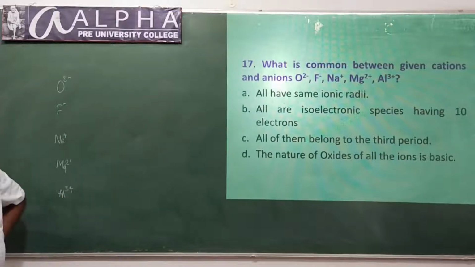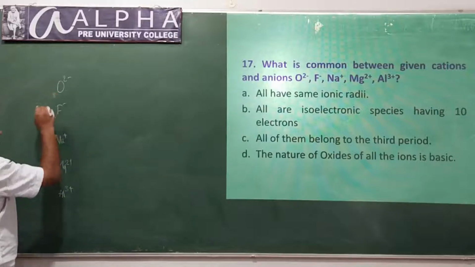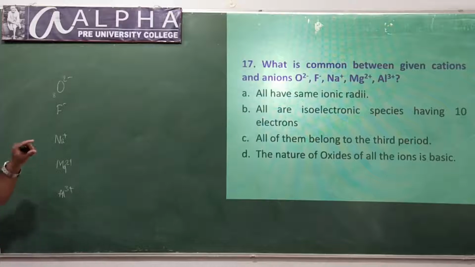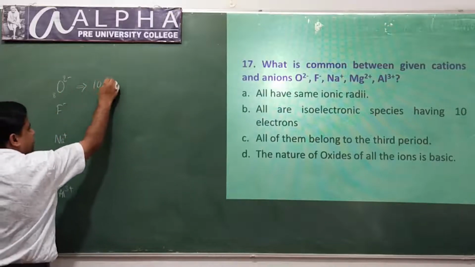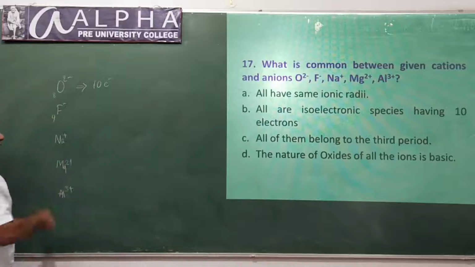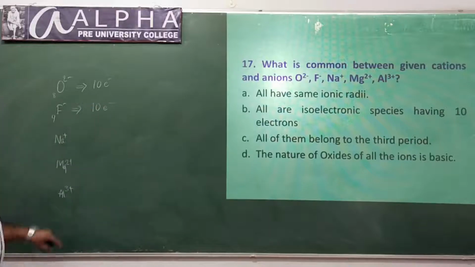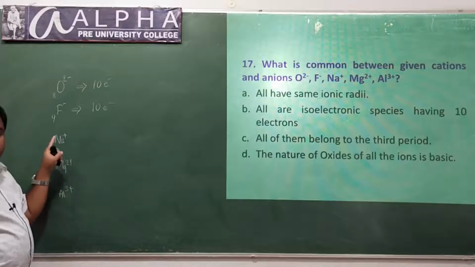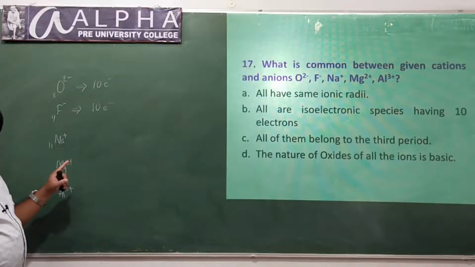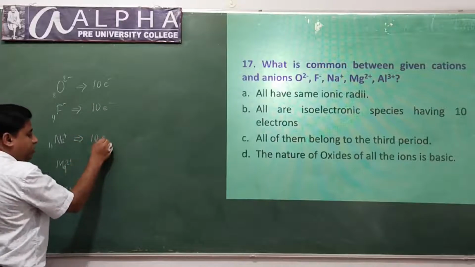What is common? The atomic number of oxygen is 8. That means oxygen has 8 electrons, but upon adding 2 electrons, it will have 10 electrons. The atomic number of fluorine is 9. On adding 1 electron, it becomes 10 electrons. Is it correct? The atomic number of sodium is 11. How did it get a positive charge? Upon losing 1 electron.